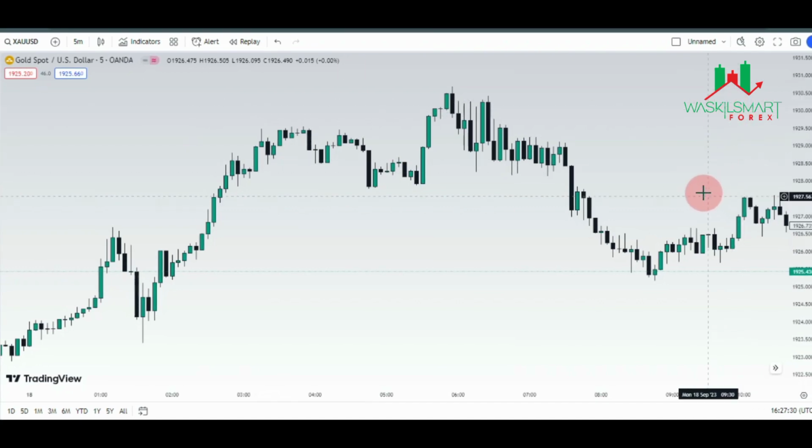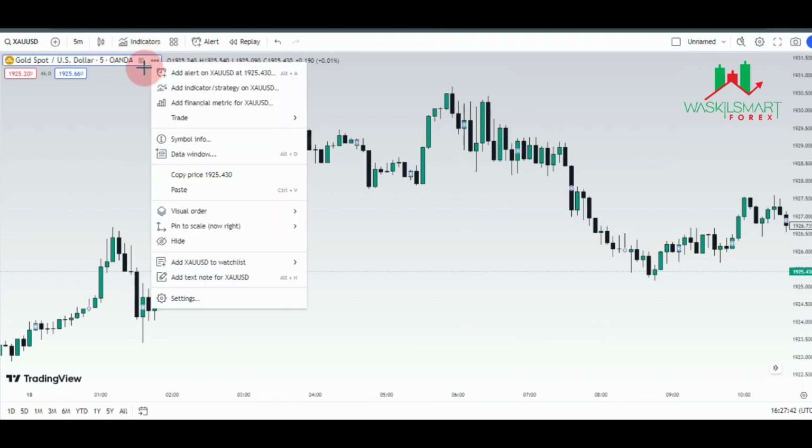Okay, now let's look at the pattern. The pattern we are going to look at now, let me just draw it down. The very favorable patterns.